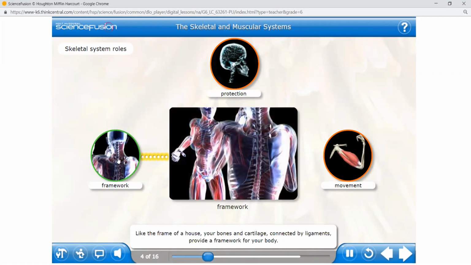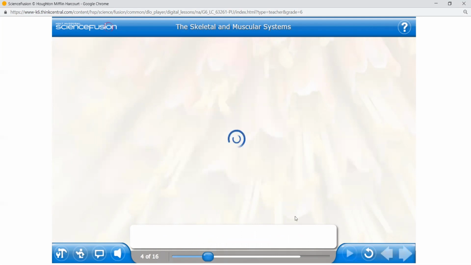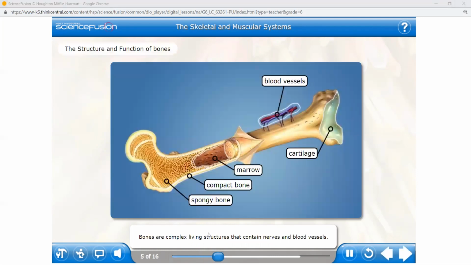Like the frame of a house, your bones and cartilage connected by ligaments provide a framework for your body. Can you imagine what you would look like without a skeleton? Bones are complex living structures that contain nerves and blood vessels. Blood cells are even made deep inside some bones.